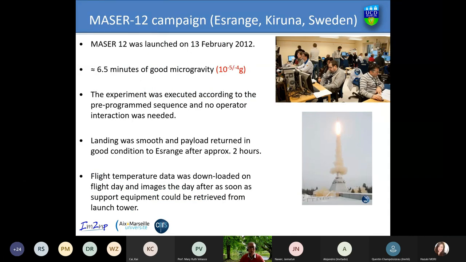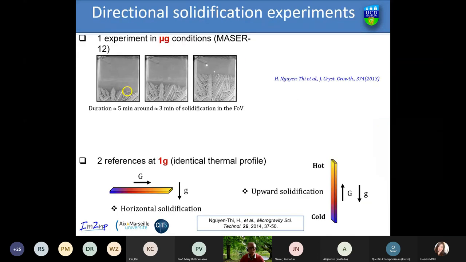All right, so the Maser 12 campaign, Maser was launched. There was good microgravity, everything went well. All the temperature was downloaded and the module was retrieved. Now with microgravity research, it's good scientific practice to do ground reference tests, where essentially you do the same experiment on Earth. And then by comparing the two, you can extract the effect of gravity by induction.